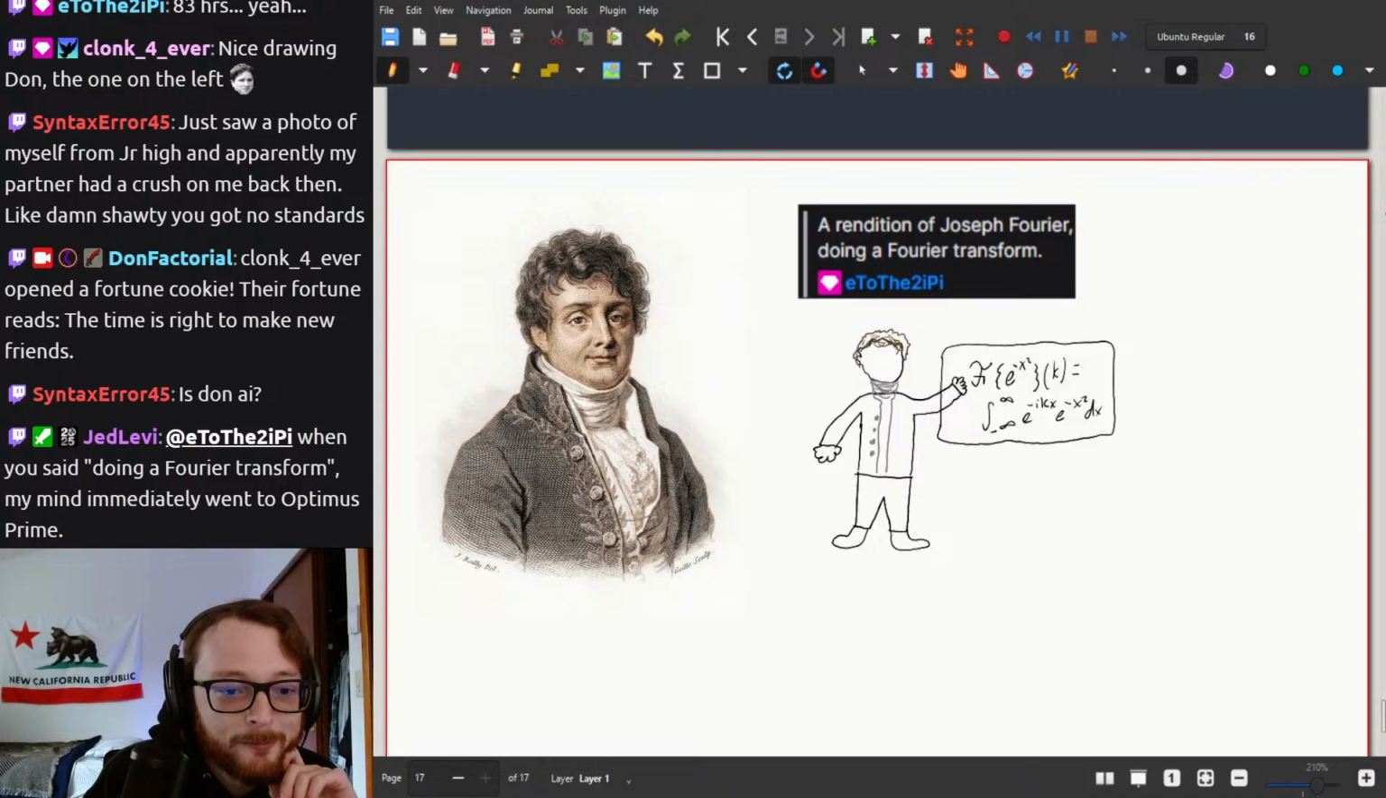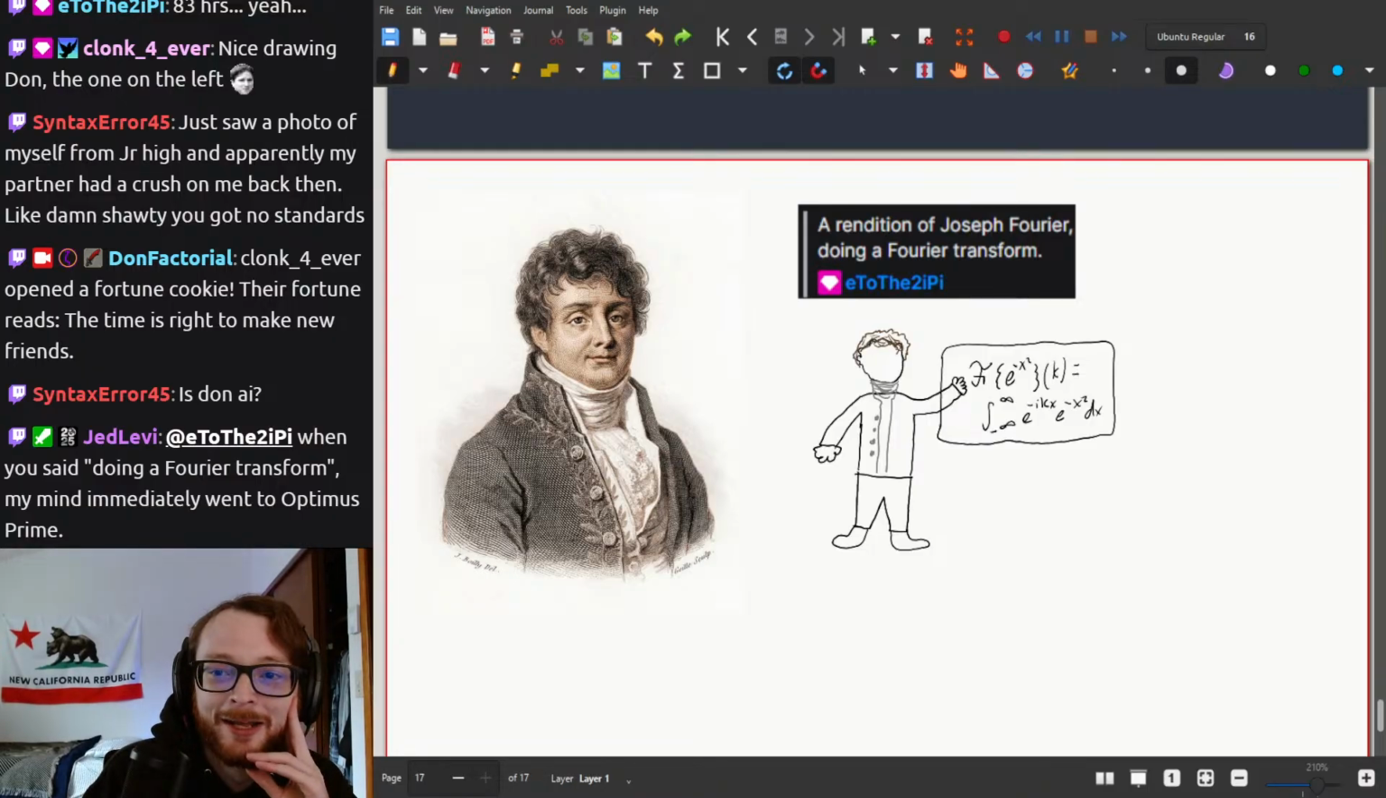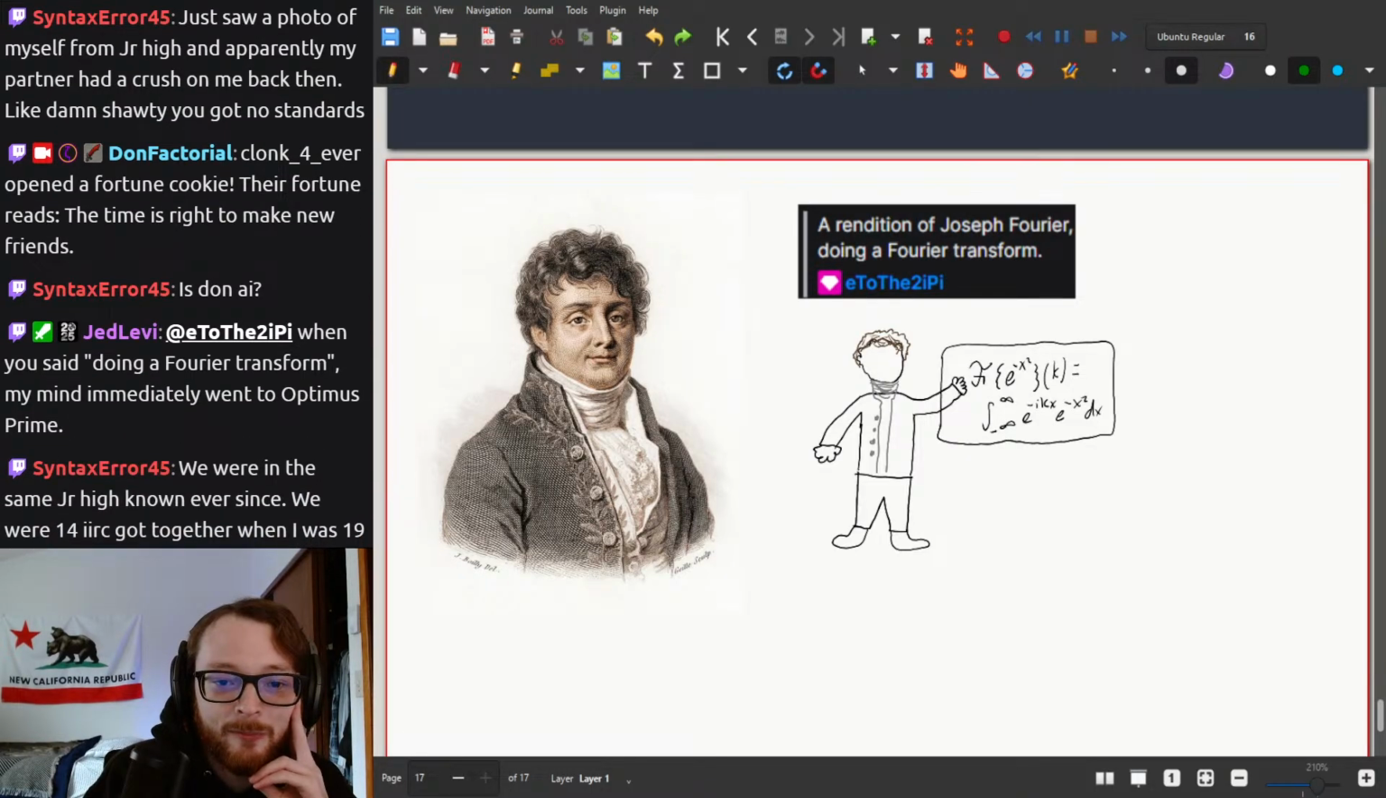It's got like some frills there too. I can't really draw those though. You said doing a Fourier transform, my mind immediately went to Optimus Prime. I mean, what if Fourier it is? Would he be an Autobot or Decepticon? What do you guys think?